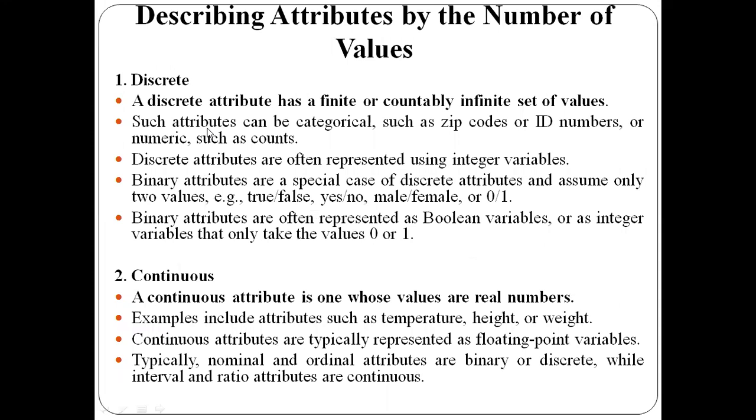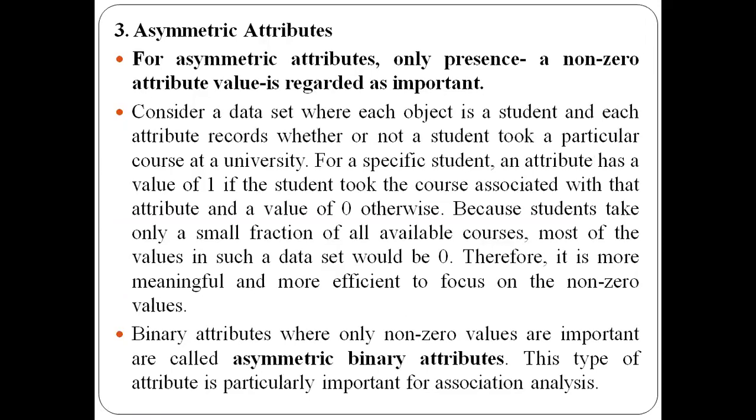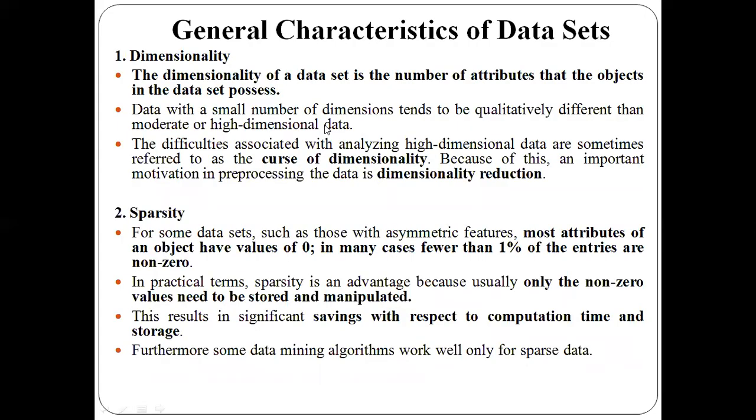One more classification of attributes is based on the number of values. In that we have three different categories: discrete, continuous, and asymmetric attributes. Till this we have discussed in the last class. Now, coming to the next topic, the types of data sets. Before studying the types of data sets, we shall understand the main characteristics or features of a data set.